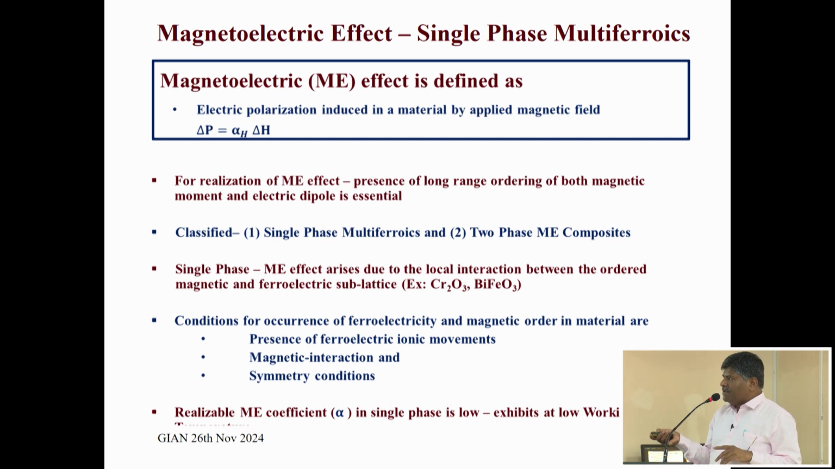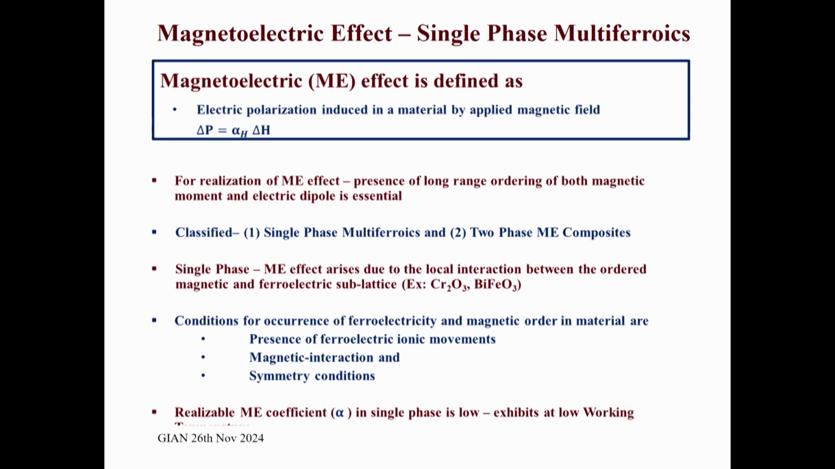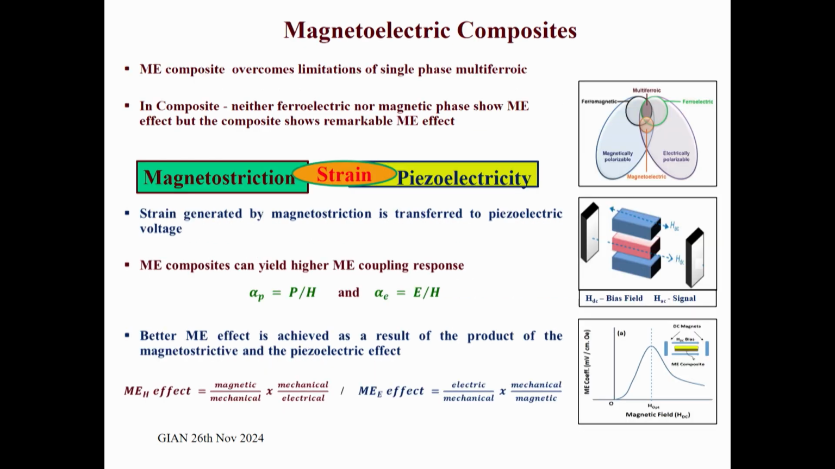Now, these are some of the aspects which give you ferroelectricity and magnetic ordering in single phase materials. Now, I will be focusing more on composites. So, I will talk about the composites. In case of composites, the magnetoelectric signal you are going to get is going to be significantly high, and it is going to be weak in case of single phase. Why is it so? That we need to understand first, and then we need to put forth the requirements of the material to get a significantly high magnetoelectric signal.